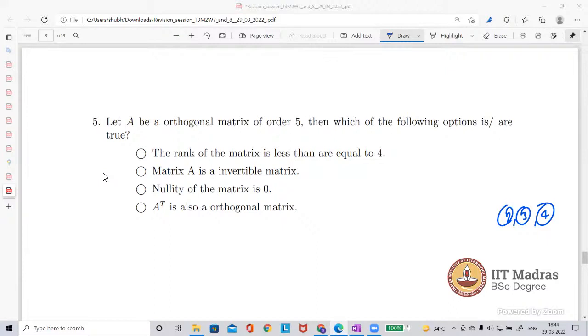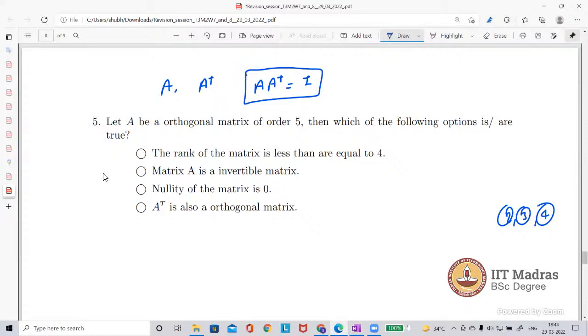Orthogonal matrix: suppose you have a matrix A and take the transpose of A, and suppose A times A transpose is the identity. Then A is called an orthogonal matrix. That's all, and that's enough to deal with rank, nullity, all things. You can use just this property, and let's see how it works.